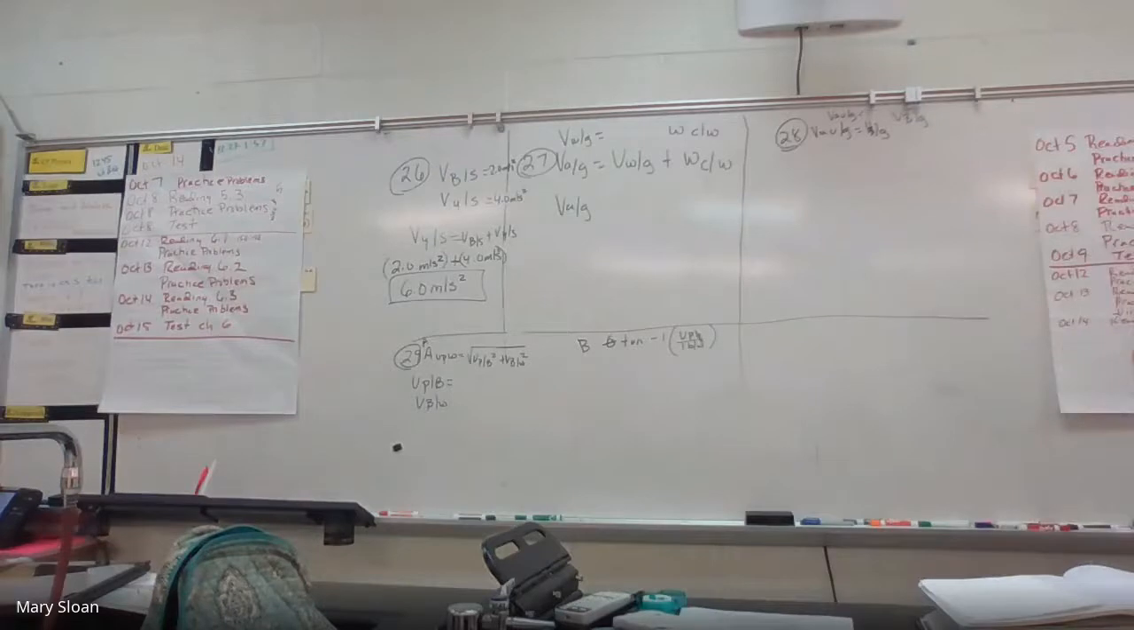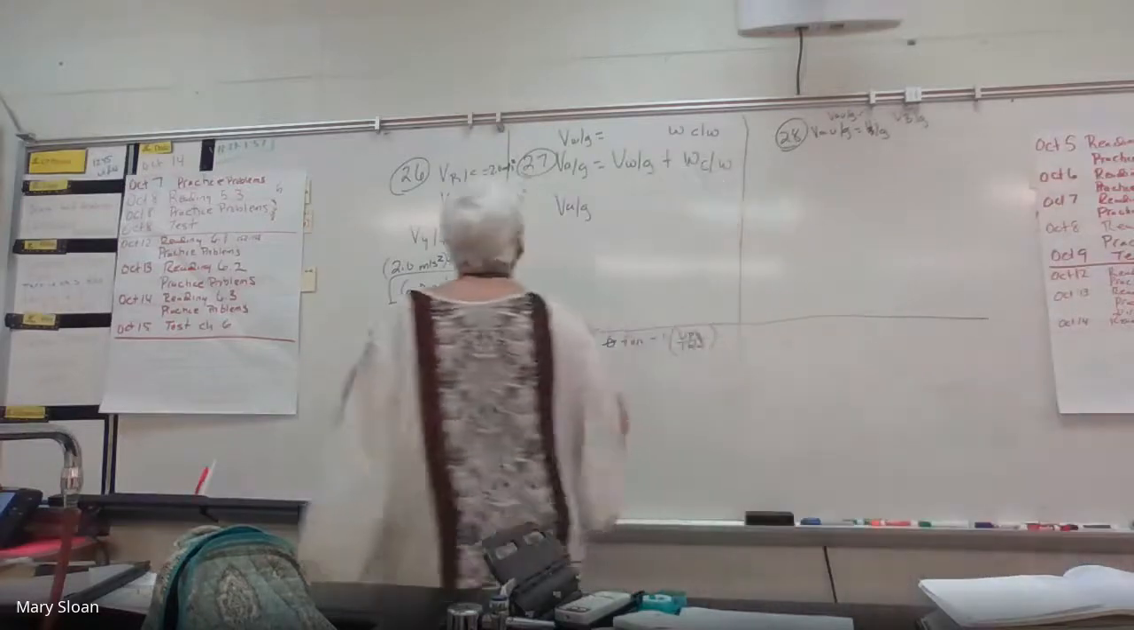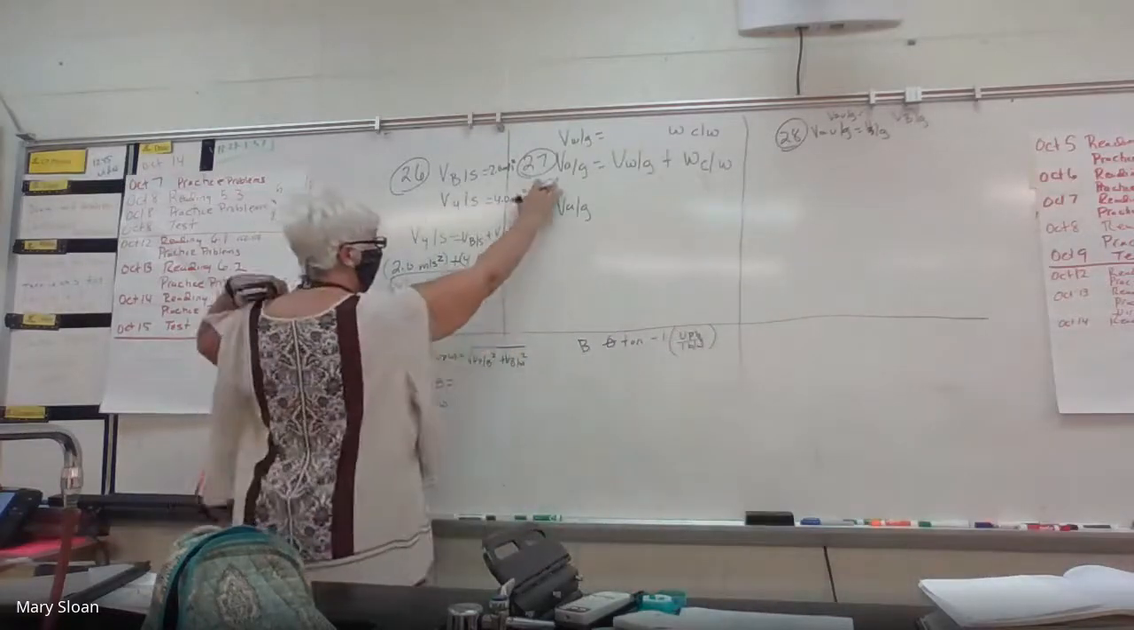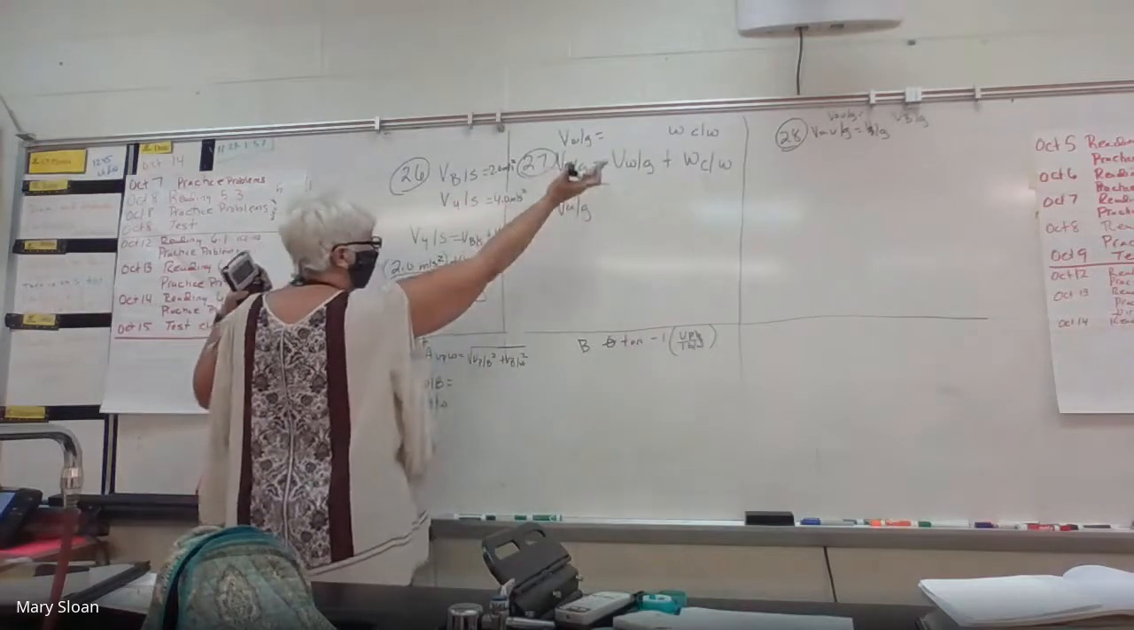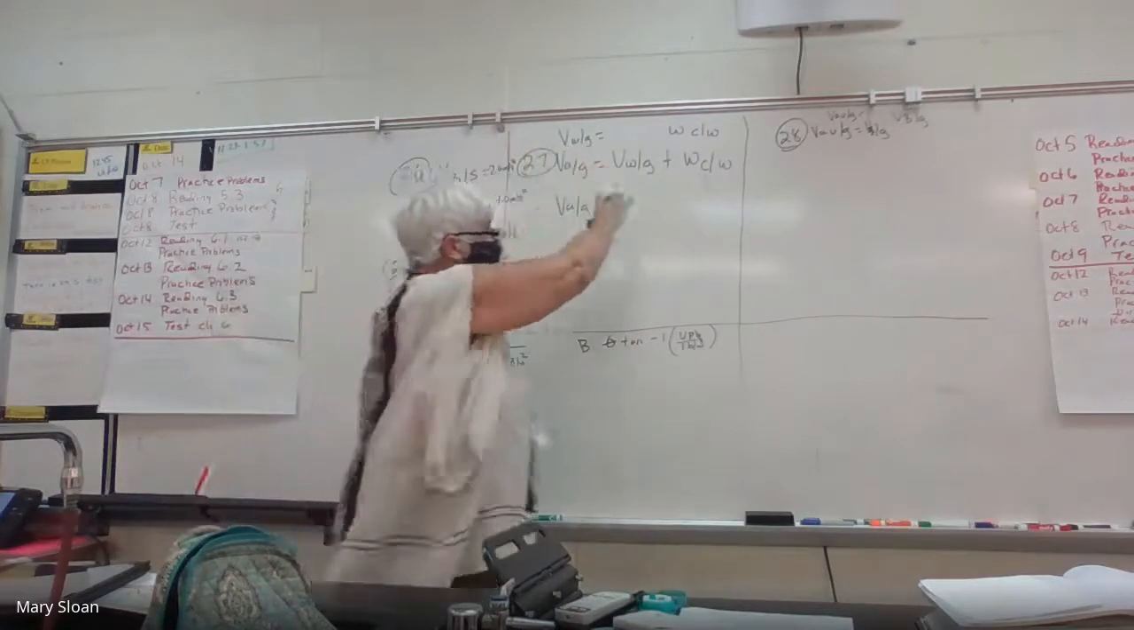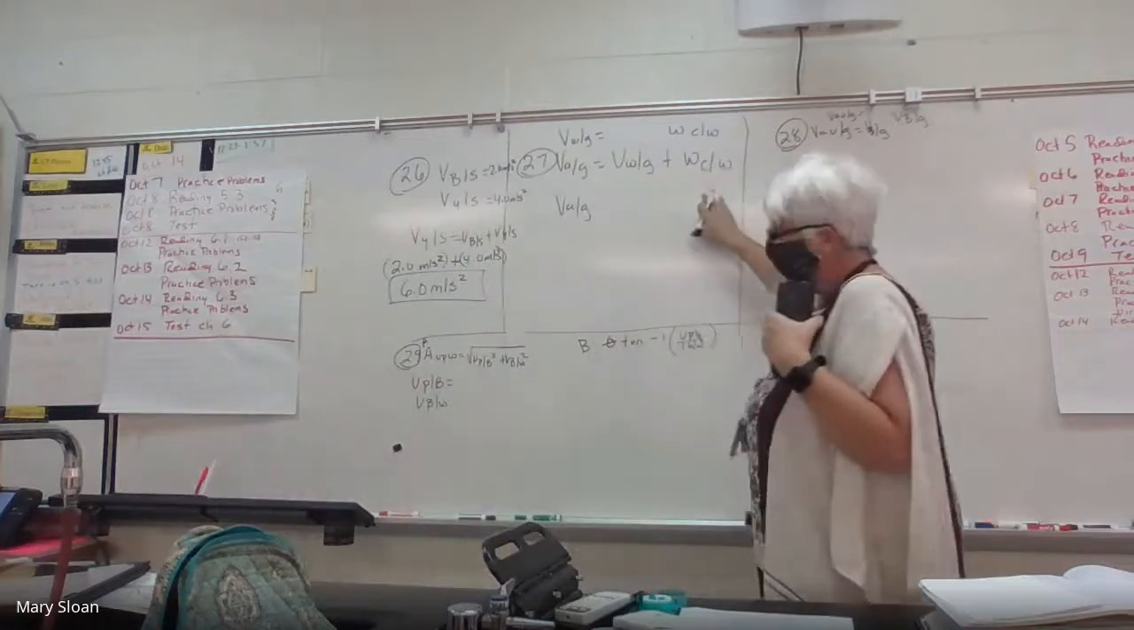So let's look at 27. Raphael is pulling a toy wagon through the neighborhood at a speed of 0.75 meters per second. A caterpillar in the wagon is crawling toward the rear of the wagon at a rate of 2.0 centimeters per second. What is the caterpillar's velocity relative to the ground? I'm trying to look at the velocity of the caterpillar to the ground, but I have to look at the wagon and the caterpillar.